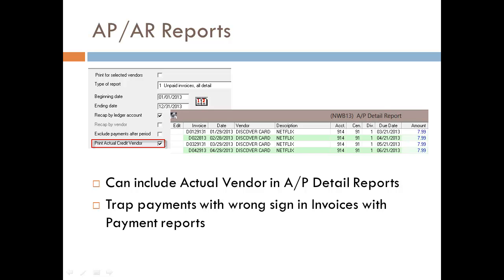Okay, and in AR AP reports, remember we had a credit card vendor. We included the actual vendor. So here's Discover Card vendor, but in the description the payee was Netflix. We trap payments with wrong signs, and invoice with payment records will give you a warning that you flipped the sign around on the transaction.